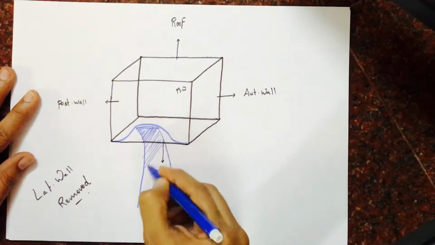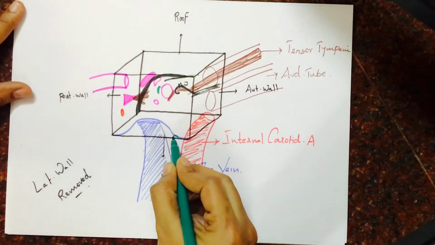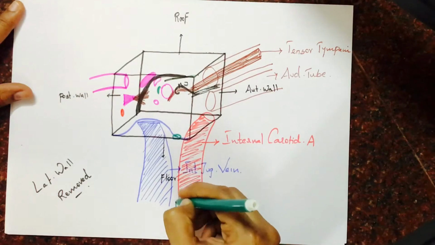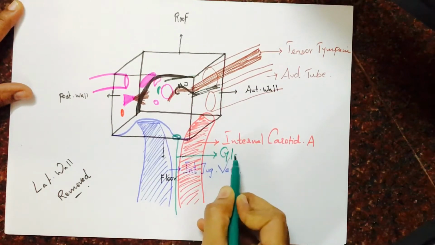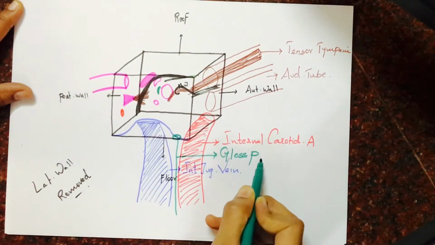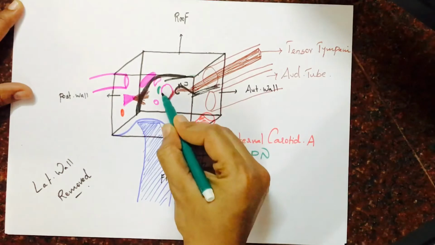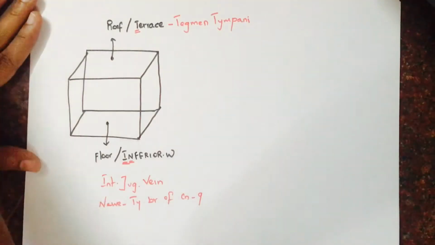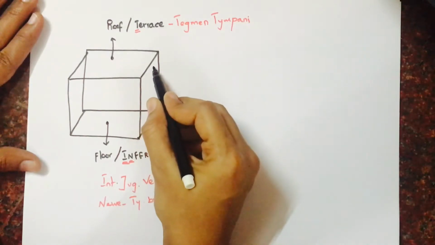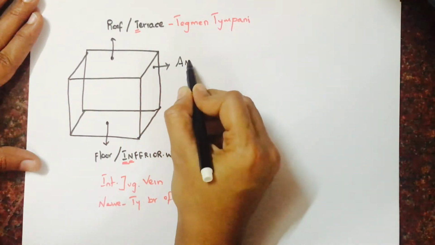You can see thin plate of bone separates the superior bulb of internal jugular vein, and here is your glossopharyngeal nerve between the carotid artery and jugular vein. This glossopharyngeal nerve gives a branch called tympanic branch, which ramifies over promontory to form tympanic plexus. So these are the two main structures present in the floor of middle ear cavity.